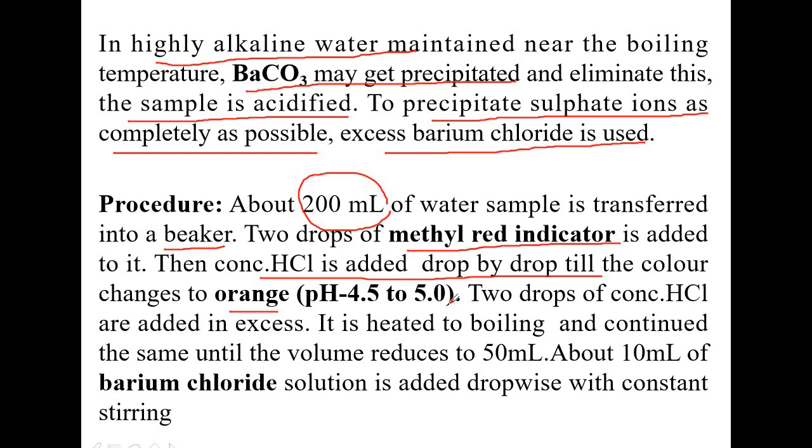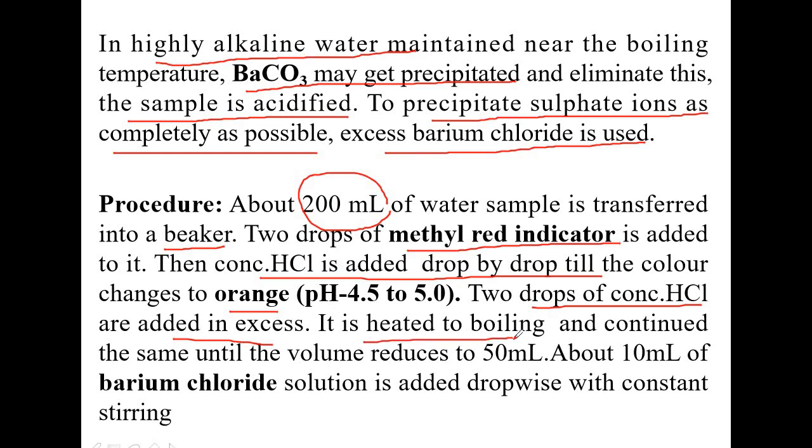So in the beginning 2 drops of methyl red indicator are added, then concentrated HCl is added drop by drop till the color changes to orange. And this pH adjustment we need not do only by adding methyl red indicator. It can be done with the help of a pH meter as well. And after setting the pH to this range, 2 drops excess concentrated HCl are added because the sample has to be highly acidic so that barium carbonate doesn't get precipitated.